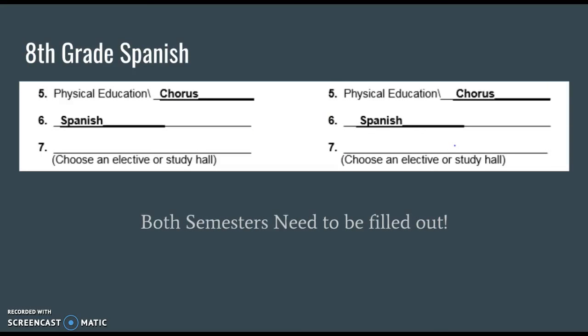If a student signs up for Spanish, this is kind of an example here. Let's say a student signs up for chorus in line 5. Spanish would go in line 6. It needs to have the full line since it meets every day, and it would need to be all year long. So if a student wanted to be in Spanish, if they had line 6 open, they would put Spanish on both first semester and second semester. As it says down here, both semesters need to be filled out, so you'd have it as Spanish in first semester and second semester. And just make sure that you have that in there, because otherwise it will not work for the full year there.